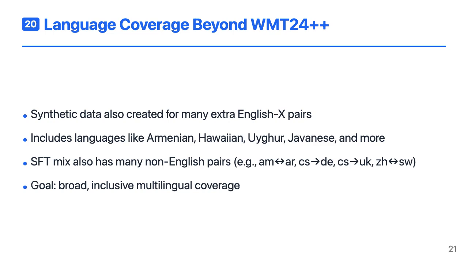Beyond the WMT24++ set, the team generates synthetic data for many additional English-centric language pairs, including Armenian, Hawaiian, Western Frisian, Uyghur, Javanese, and others. The supervised fine-tuning mix also includes non-English pairs, such as Amharic to Arabic, Cantonese to Mandarin, Czech to German and Ukrainian, and Chinese to Swahili. This broad coverage is meant to make TranslateGemma useful, not just for a narrow set of benchmark languages, but for a much wider, more inclusive set of language communities.